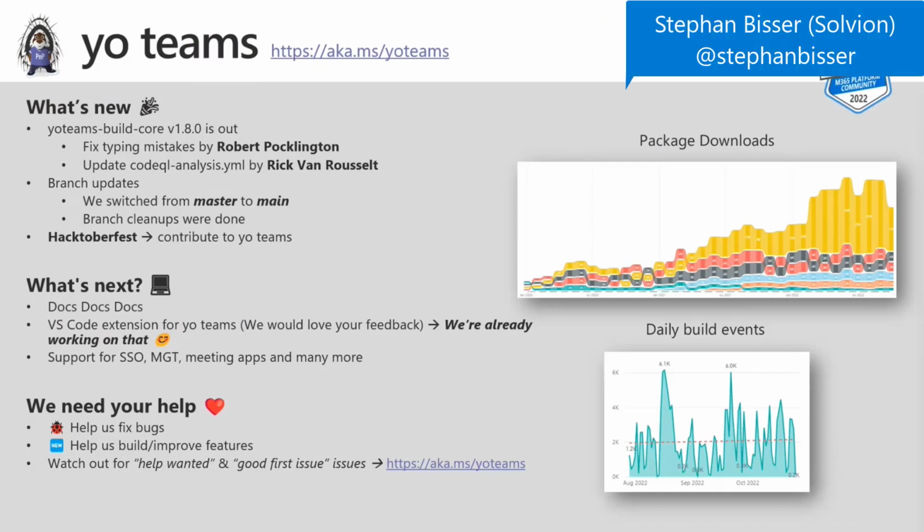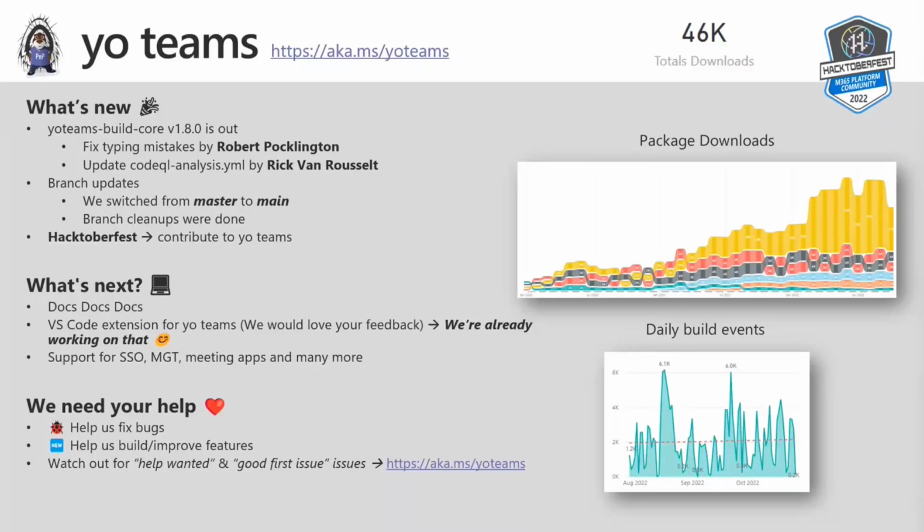Thank you, David. Since our last call, we have no real major updates to share. Build Core v1.8 is out with some minor fixes, some minor typing mistakes, and some stuff fixed on the CodeQL analysis. As said last time, we switched from master to main, and it's still Hacktoberfest, so we'd like to have you contribute on Yo Teams.